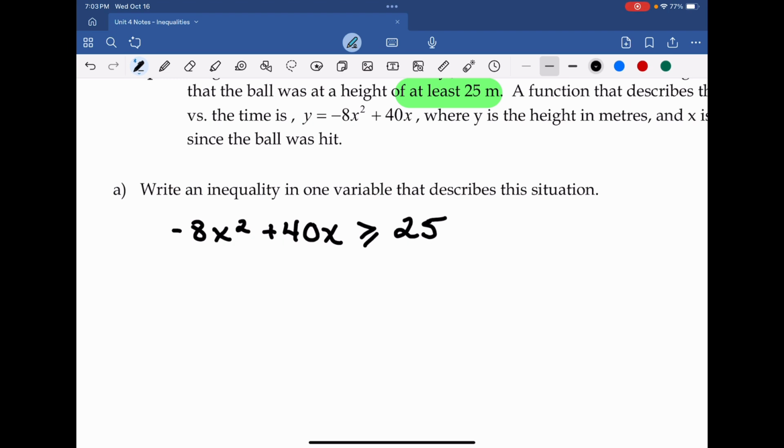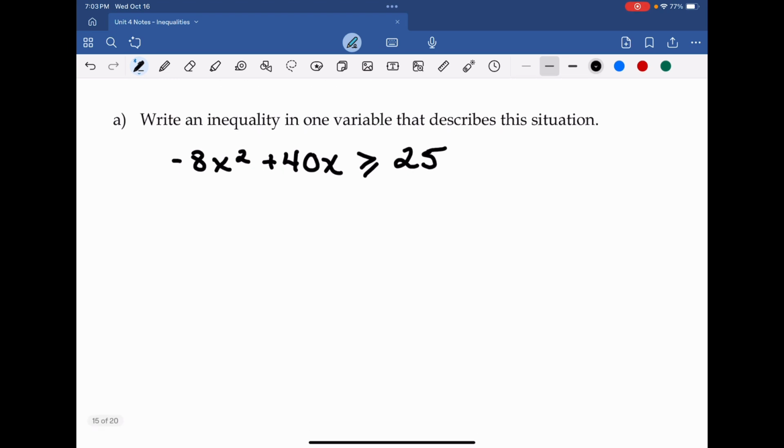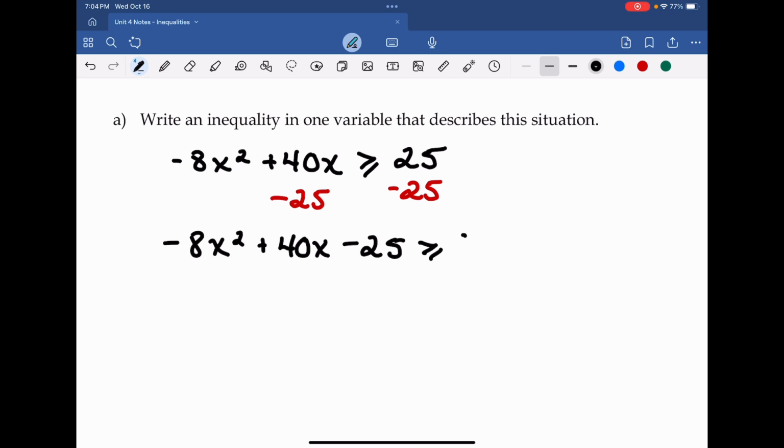We always wanted to isolate them to 0. So realistically, I guess we could leave it here depending on the situation. But for the most part, I told us in class, we want to isolate this so that one side is 0. To do that, I'm going to minus 25 from both sides. And I'm going to get that we have negative 8x squared plus 40x minus 25 is greater than or equal to 0.